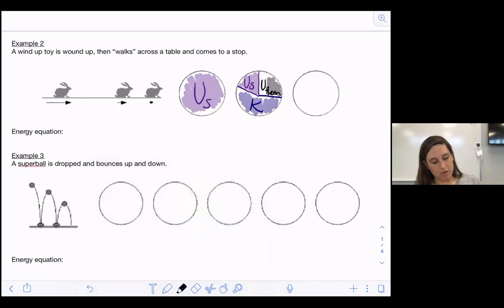And by the time the little wind-up bunny stops, it will have stopped because all of its energy has been dedicated to heat or sound. Okay, friction has caused it to all become thermal energy.